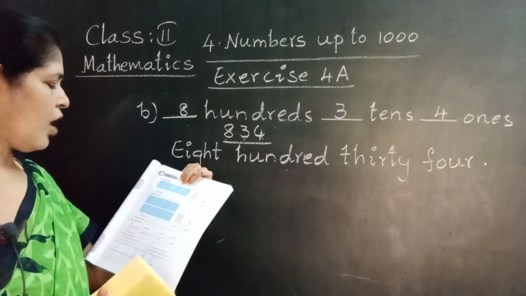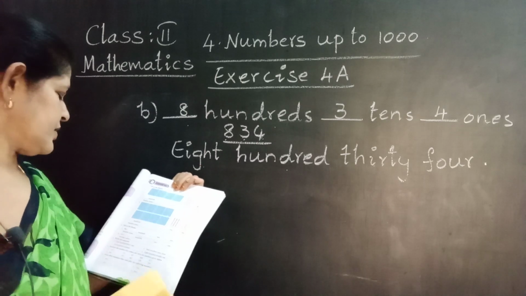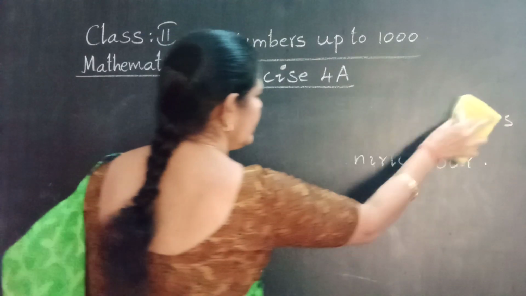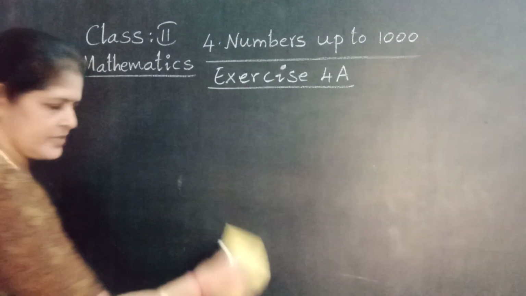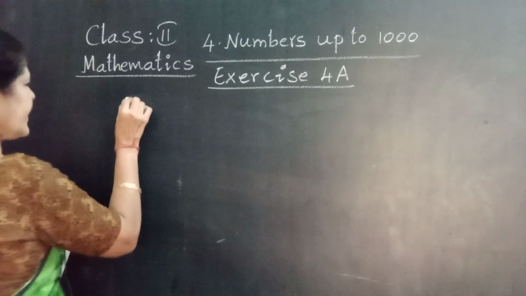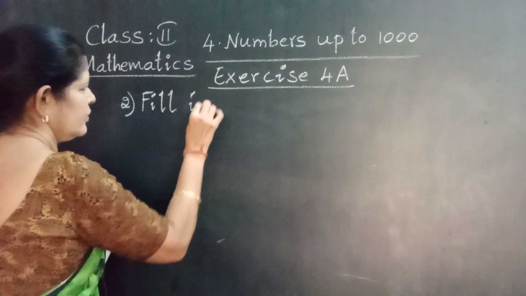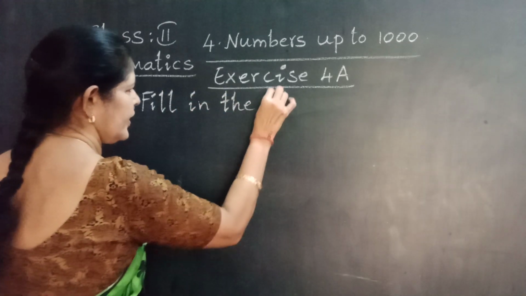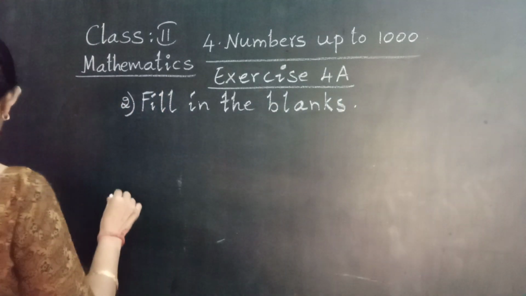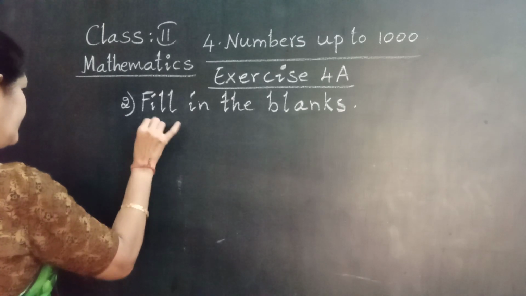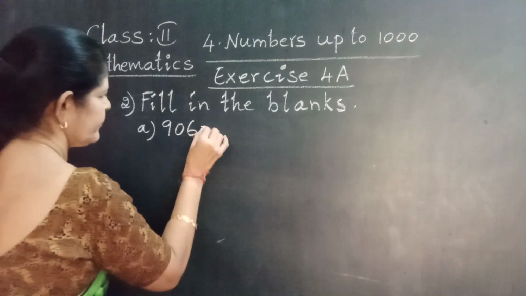Here we are counting hundreds blocks, tens blocks and ones blocks. Now go to next one. We are going to fill up the blanks in the same exercise. Second one, fill in the blanks. What is the first one? Which number is given? 906. How to read that number, Nana?